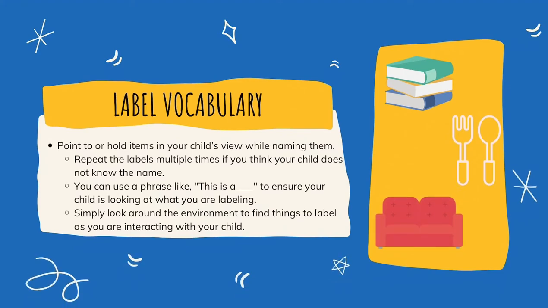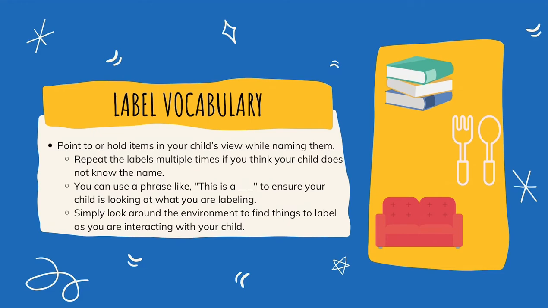Labeling new vocabulary is very important. It takes children many repetitions of hearing new words in order to understand the names of items and eventually use those words in the future. You can hold up items so that your child can see them, or you can just make sure that you have their attention while you're pointing to something in your environment or something you're interacting with. You can use a phrase like, "This is a blank," to ensure that your child is looking at what you're labeling.